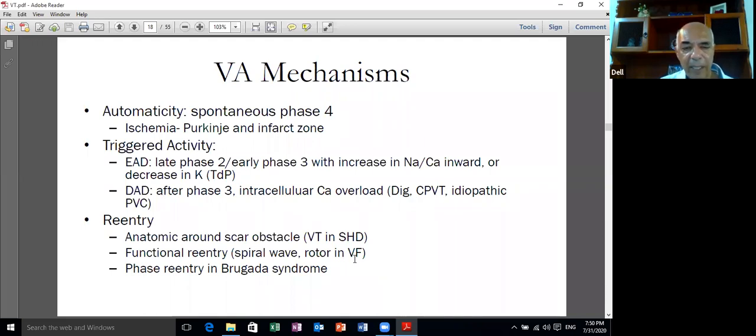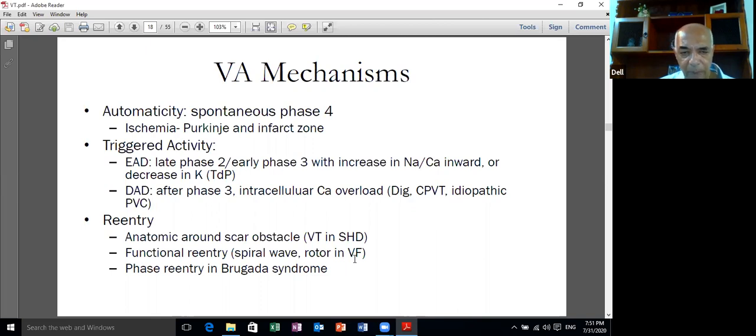And then we have re-entry, very common as a scar-related phenomenon around the scar or around a natural obstacle, like in ventricular tachycardia complicating ischemic cardiomyopathy or non-ischemic cardiomyopathy, structural heart disease in general, or a functional re-entry taking the form of a spiral wave or a large wave with emanating small spiral waves, which we call rotors, responsible for ventricular tachycardia that might degenerate into ventricular fibrillation.